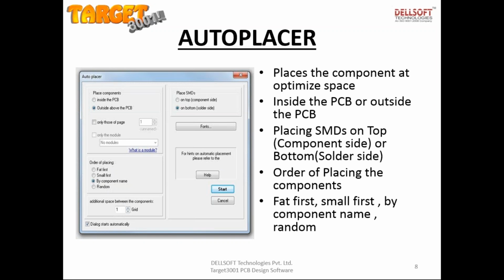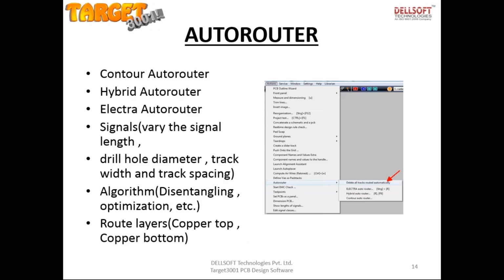So after the auto placer, there is an auto router. Auto placer is for optimizing the components. Now after optimizing the component space, we have signals also. We have connected those circuits. So those signals are not optimized. So just to optimize those signals, we have auto router.